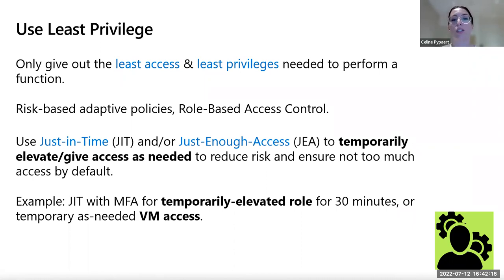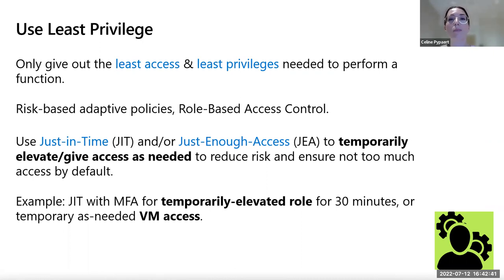Well, you could do something like using just-in-time or just-enough access. What that does is it temporarily elevates and gives enough access needed, or just enough time, to reduce risk and ensure that you don't give too much access permanently or by default. So for example, let's say I make a just-in-time access request. I verify with MFA that, yes, this is me. Yes, I'm making that request.